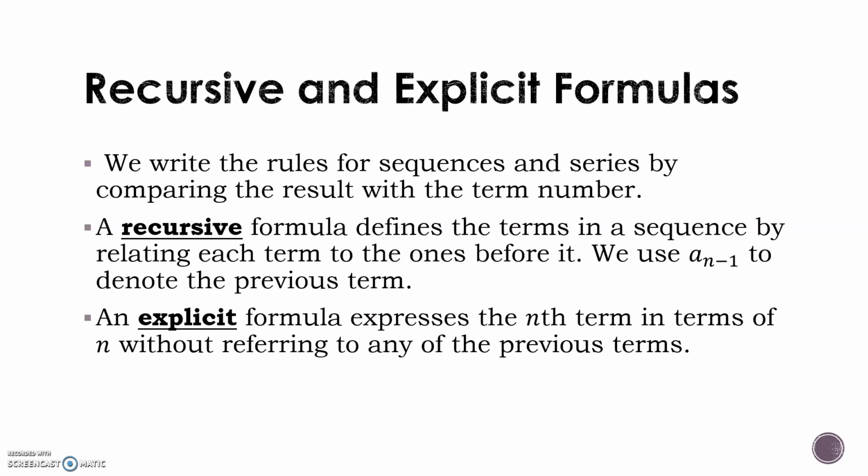The first is a recursive formula, and it defines the terms in a sequence by relating each term to the ones before it. We're going to use this, a sub n minus 1, to denote the previous term. A sub n means the current term, or the term that we're trying to find. So for example, a sub 6 would be the 6th term, or the value of the 6th term. Then a sub n minus 1, in this example, would be the 5th term, the one before the 6th term.